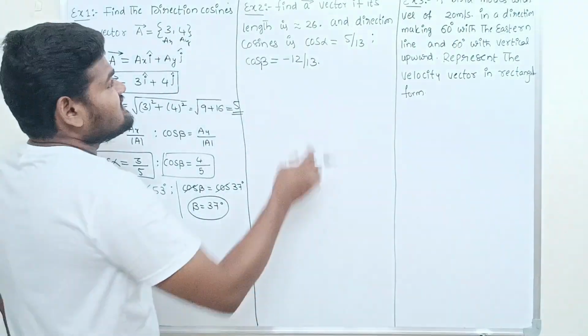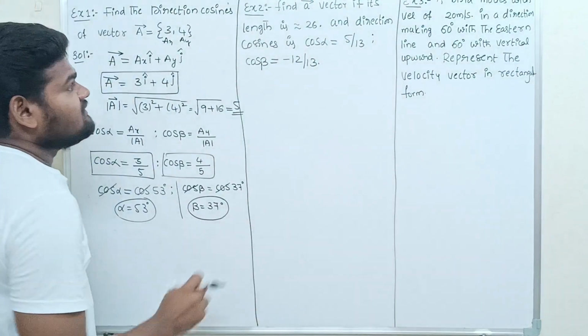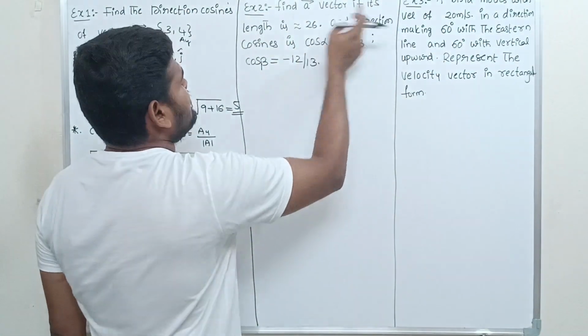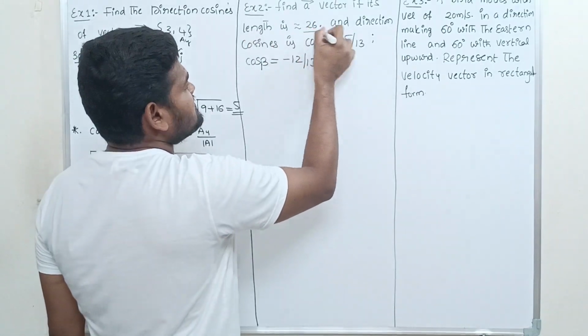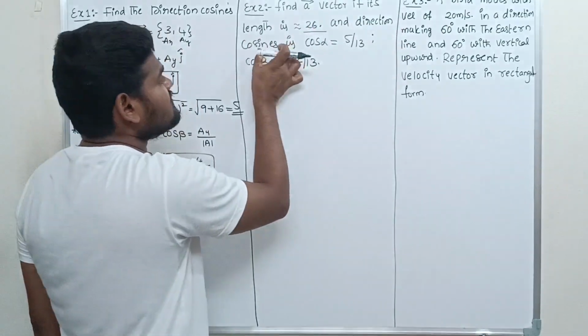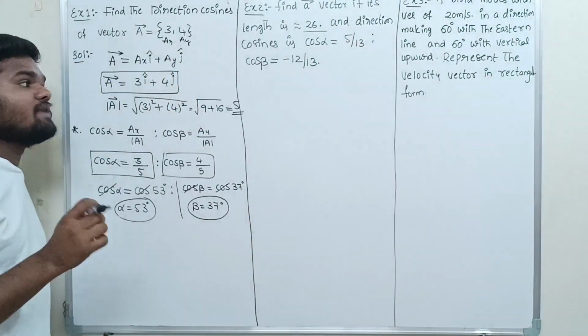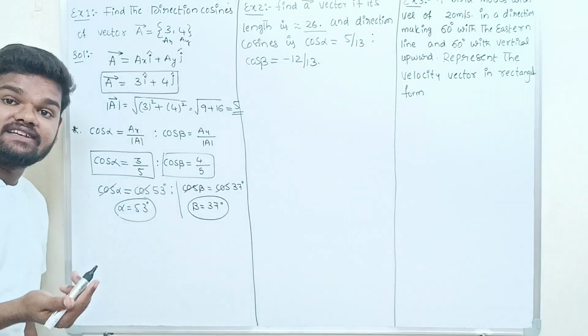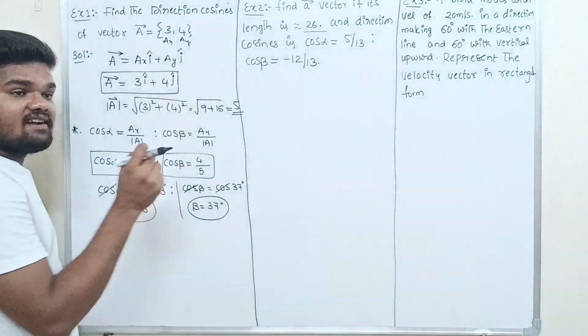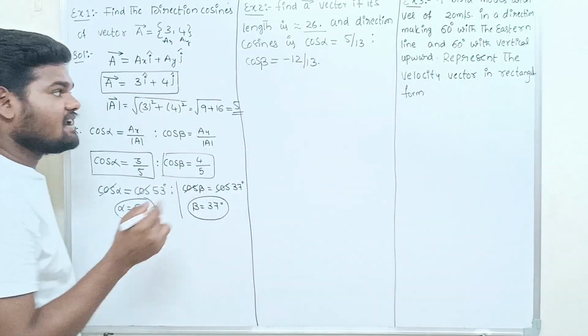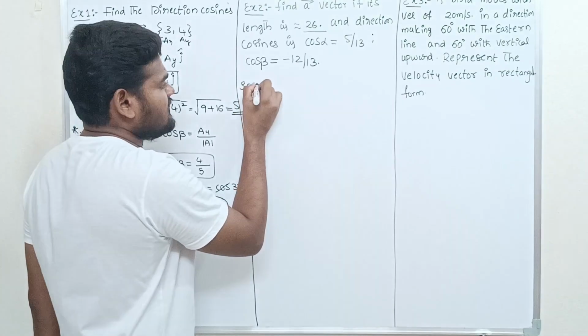Right. So let us see this example. Find a bar vector if its length is 26 and direction cosines are cos alpha equals 5 by 13 and cos beta equals minus 12 by 13. What are they asking? They are asking for the vector a bar. Okay. Solution. Have a look.